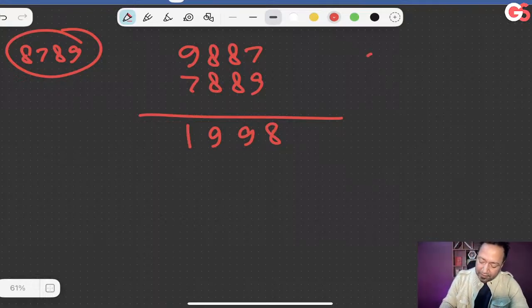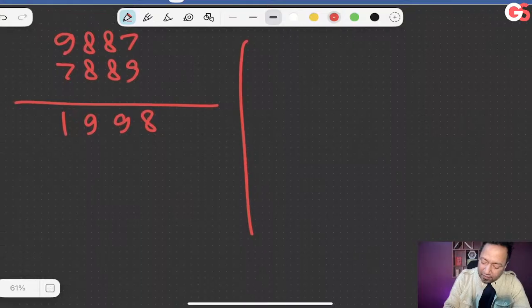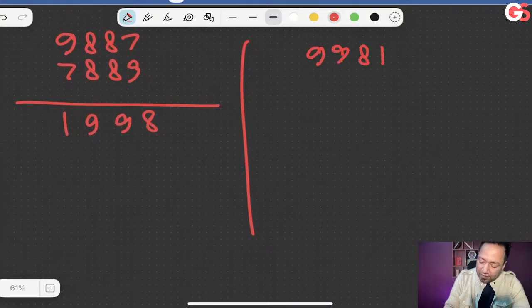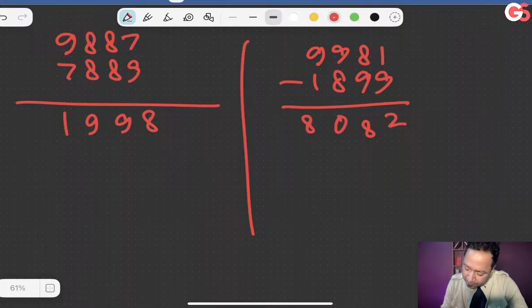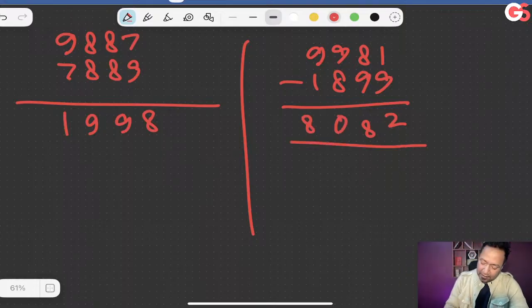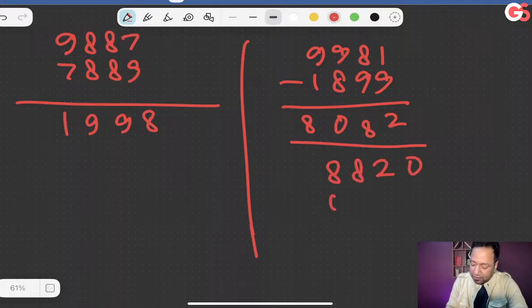Aditya, let's see. In the descending order, 9981. Ascending order, 1899. Let me check this out. 11 minus 9 is 2. 17 minus 9 is 8. This is 0. This is 8 only. Am I right? I think I am. Yes. Descending order, 8820. Ascending order, 0288.